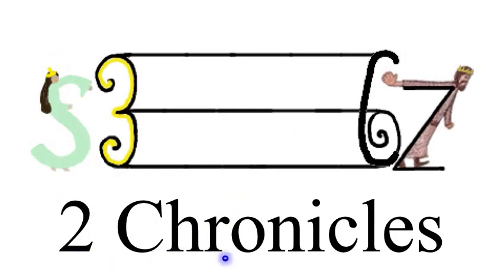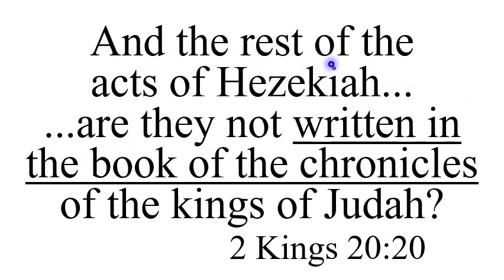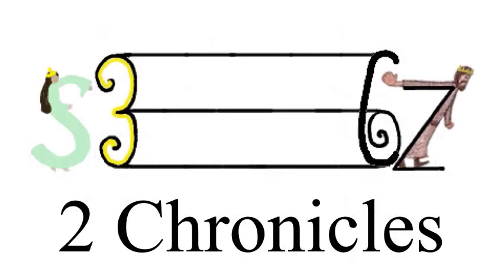The icon for 2 Chronicles is 2 scrolls with a 3 and a 6 on each end of it, because the Bible says, "And the rest of the acts of Hezekiah, are they not written in the book of the Chronicles of the kings of Judah?" 2 Kings 20:20. The 3 and the 6 are drawn to remember there are 36 chapters in 2 Chronicles. 2 Chronicles is about the kings from Solomon to Zedekiah.